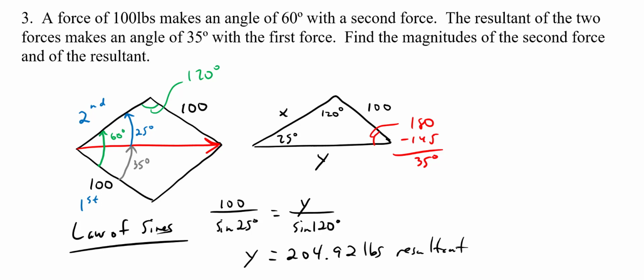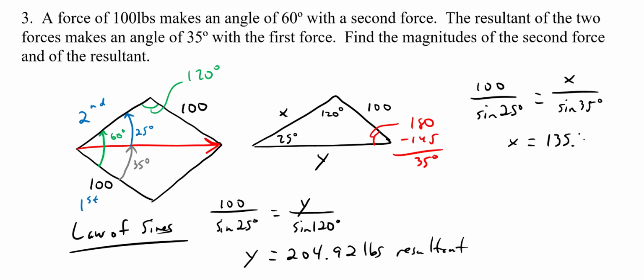Okay, and the x is our second one, so let's just do that. It's just as easy. It's 100 over sine of 25 is equal to x over sine of 35. Cross multiply and divide, and we get x equals 135.72 pounds. And that's our second force. Just keep them straight, guys.